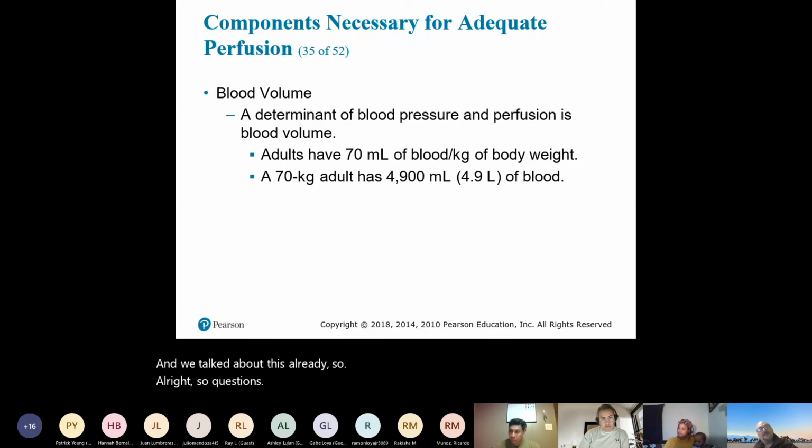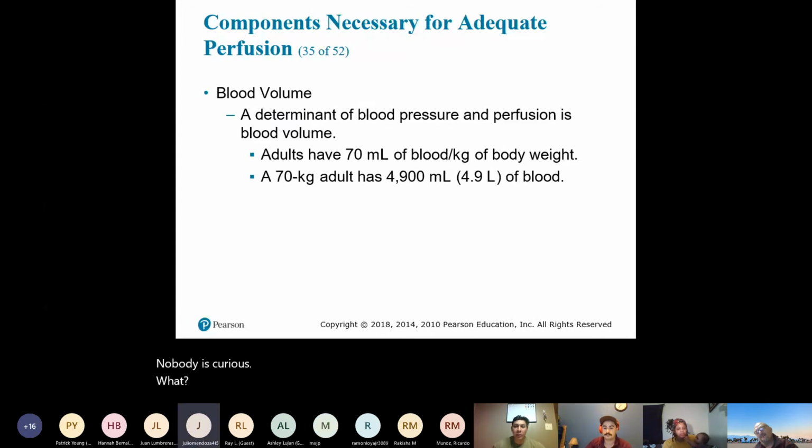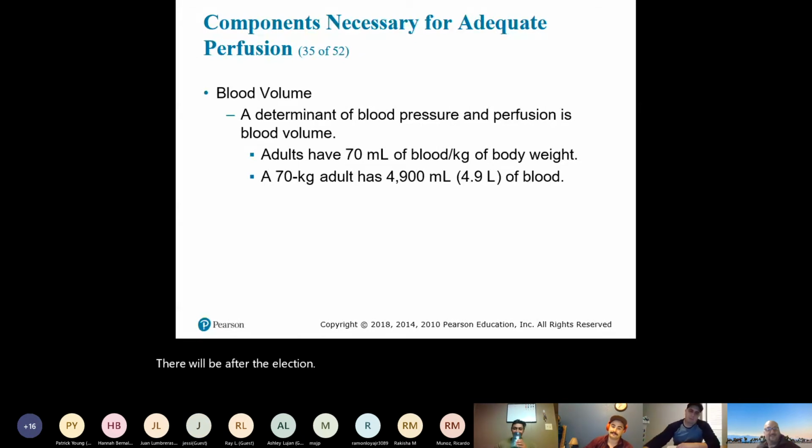All right, I've got good news and bad news for you. Nobody's curious? Just say it at the same time. I'll say my good news, you say your bad news. We'll say it at the same time. It's 2020, Lou. There's no such thing as good news. There will be after the election. We'll see. Well, somebody's going to get good news sometime after the election. Who knows when.